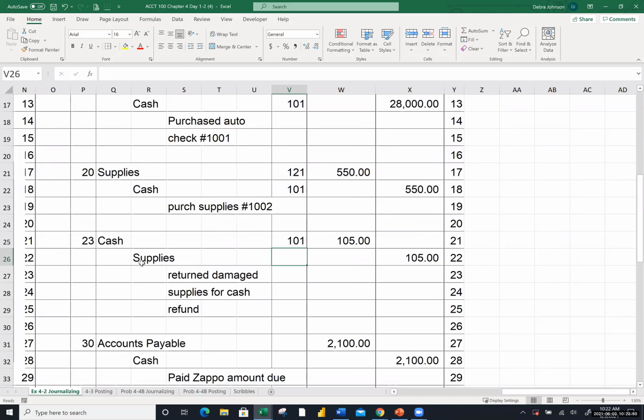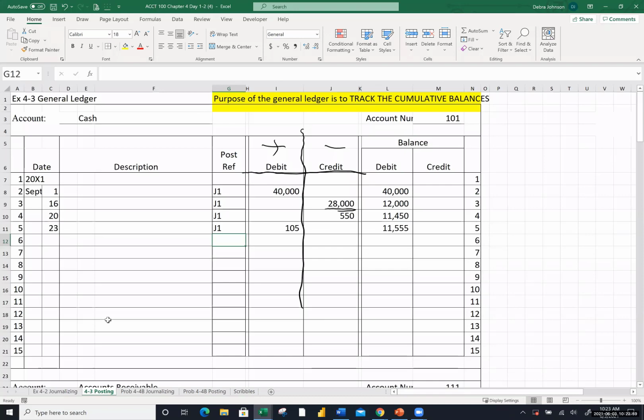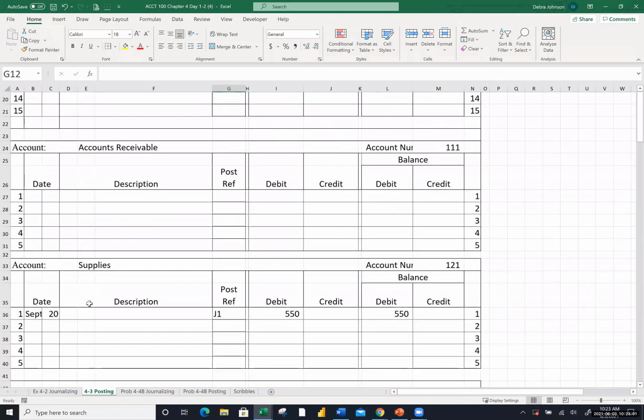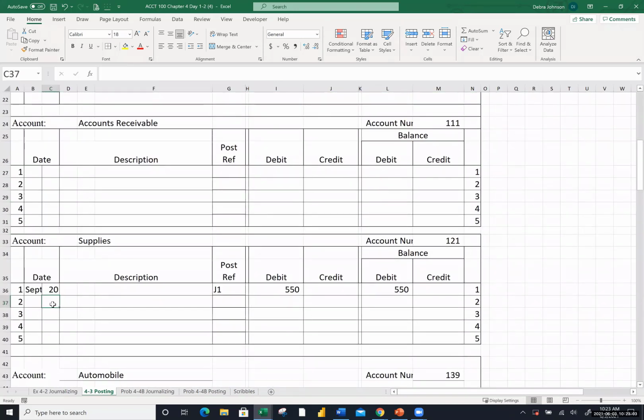And now I'm going to go credit supplies, which is another asset account. This time it's going to pull my supplies down. So I'm going to go find supplies. It's in the asset series. Here it is. I'm going to drop my date in. I'm going to put that credit of 105. Be careful.